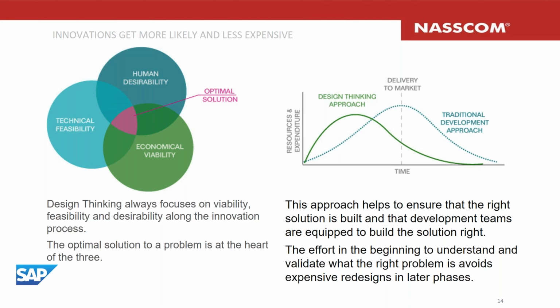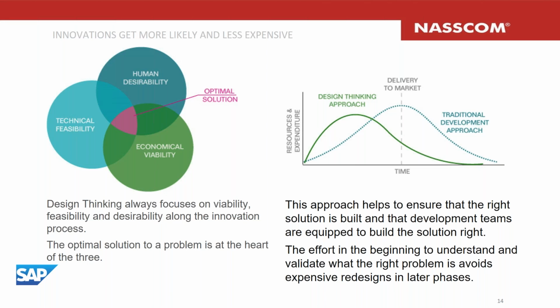So this is where design thinking helps you understand the desirability aspect, then quickly validate, and then deliver the right solution to the market faster, right? So you get something which is innovative, but you also get it fast. So we can talk about a few examples of design thinking.